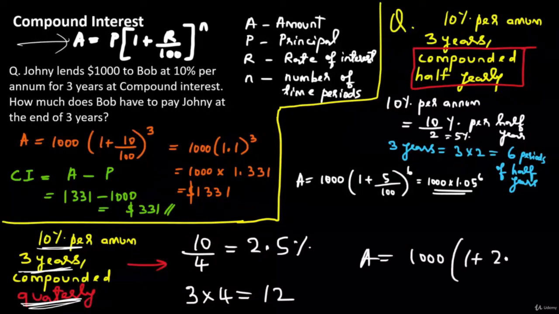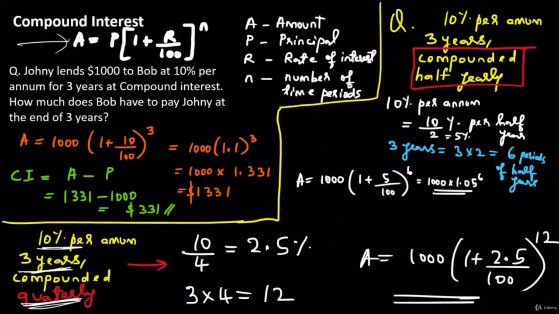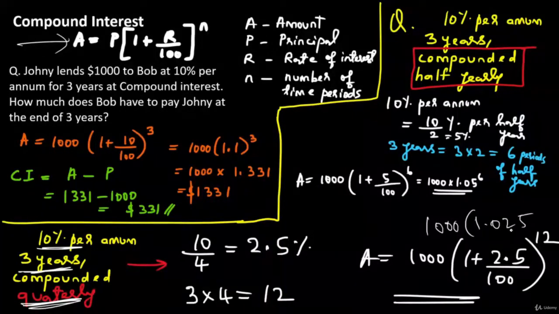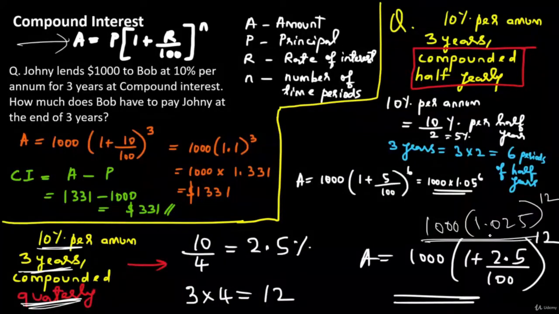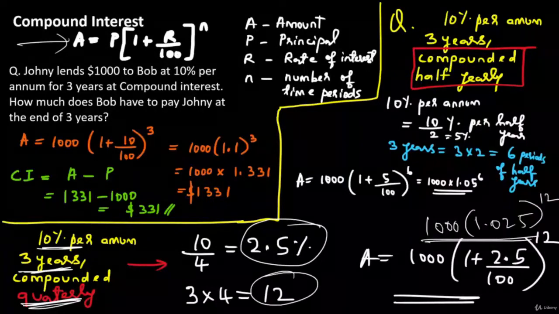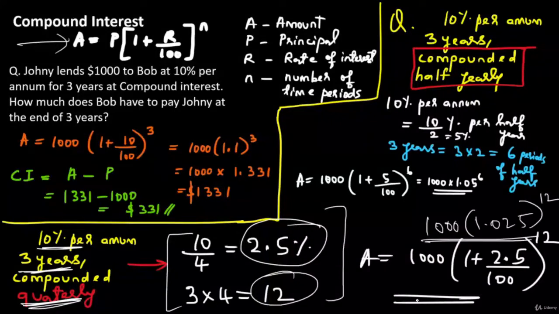That is, amount is equal to 1000 into 1 plus 2.5 by 100 to the power 12. So that's nothing but 1000 into 1.025 to the power 12. Again, for practical purposes, you have to just increase 2.5% 12 times. Now, typically you won't have this type of a question where you have to actually calculate it. But again, if you have to do it, it's better than finding 1.025 to the power 12.